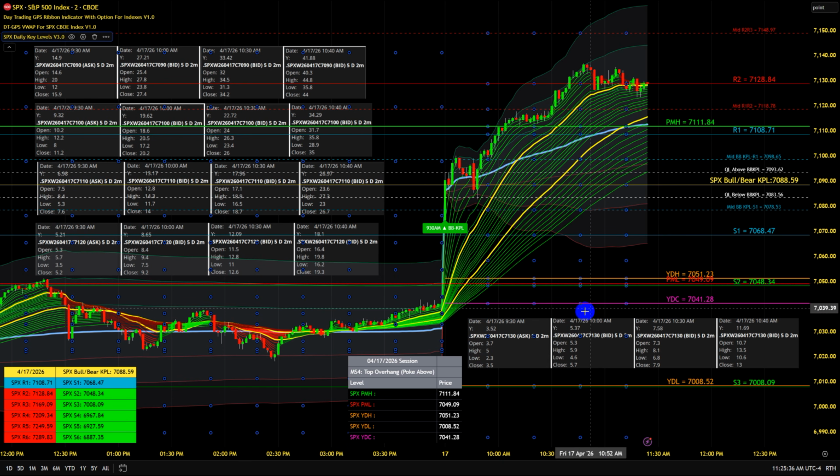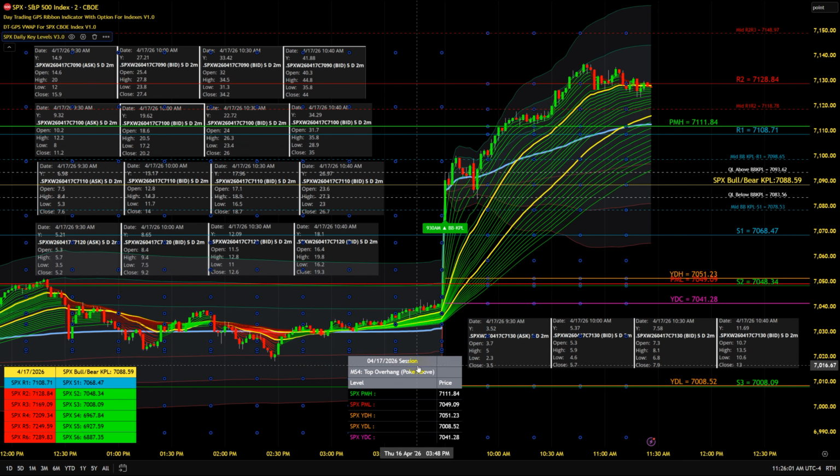So a true gap above, and if this was the other market scenario that we have, there's 6 different market scenarios, one of which is gap above, it means true gap above. What that means is that the entire pre-market range of PMH to PML, all of that range is above YDH. And since the PML is below YDH, that is why this is a top overhang poke above instead of saying gap above.